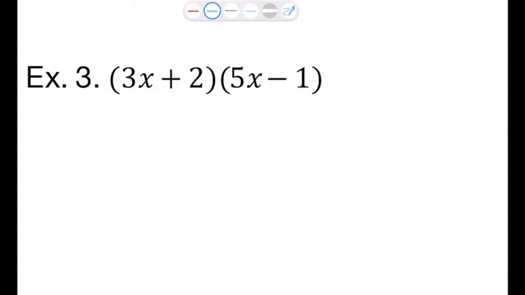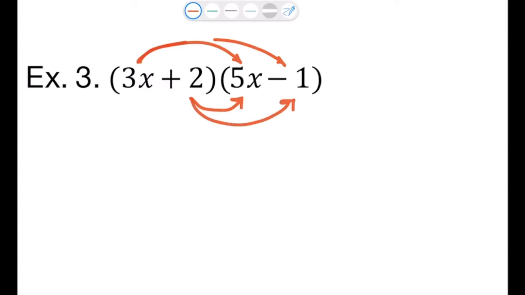So here's the deal. Your concept is everything in the first parentheses has to be multiplied by everything in the second parentheses. So you've got to multiply 3x times 5x and 3x times negative 1. And then you've got to multiply 2 times 5x and 2 times negative 1. And if you make sure that every term in the first parentheses gets multiplied by every term in the second parentheses, then you're in good shape.